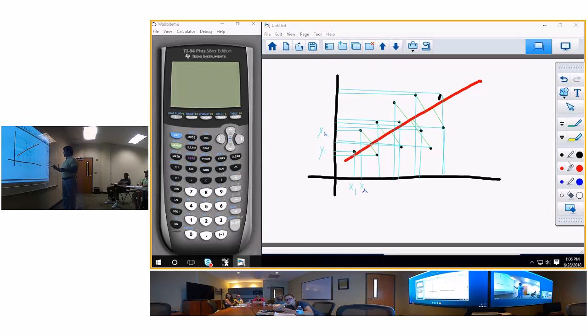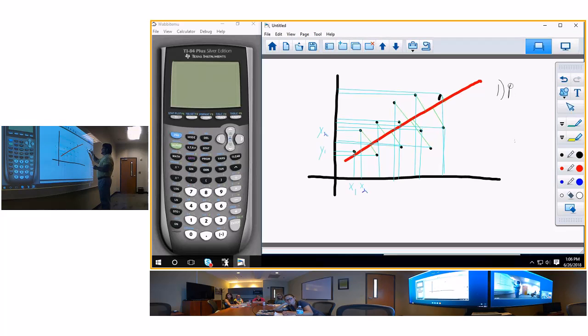What should you be able to do? One, you should be able to plug in your points in L1 and L2.